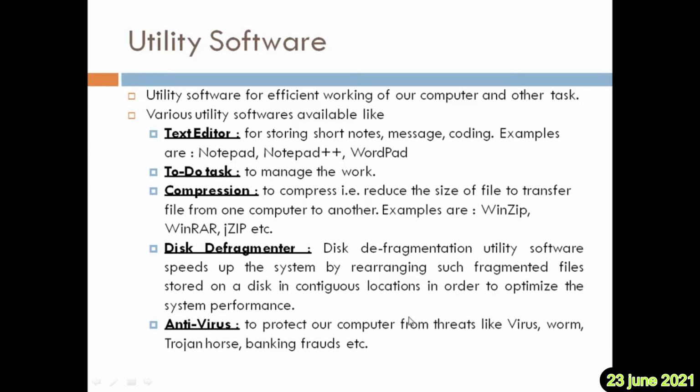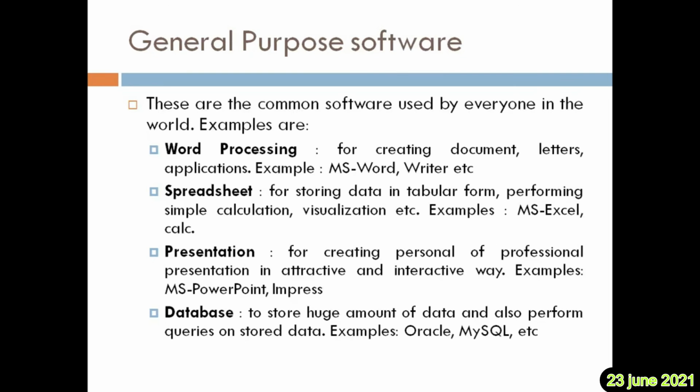Right? Further, once again, for efficient working of our computer and other tasks, there are various utility softwares: text editor for storing short notes, messages, coding, Notepad, WordPad, etc., to do any task, to manage any work. Compression, you might have seen with WinZip and all. Okay, RAR is also there, WinRAR and WinZip. Disk defragmentation means what? Utility software speeds up the system by rearranging fragmented files stored on a disk into contiguous locations in order to optimize the system performance. Antivirus, to protect our computer from threats like virus, worms, Trojan horse, frauds, etc.